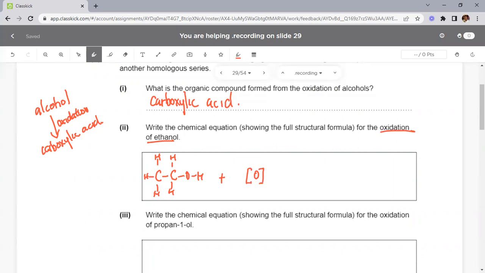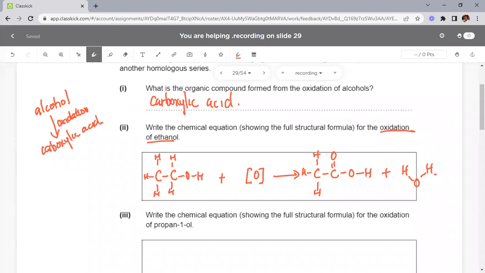Why is it that we're not using the compound name and so on? It's really because the oxidation reaction is not that simple, so we are simplifying it by just having the bracket with the O. Your end product after oxidation is going to be your carboxylic acid, and you're going to have water forming. Sorry, I need to draw the full structural formula. So let's have it like this.